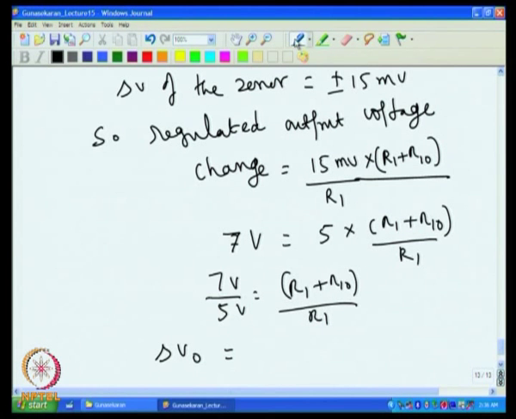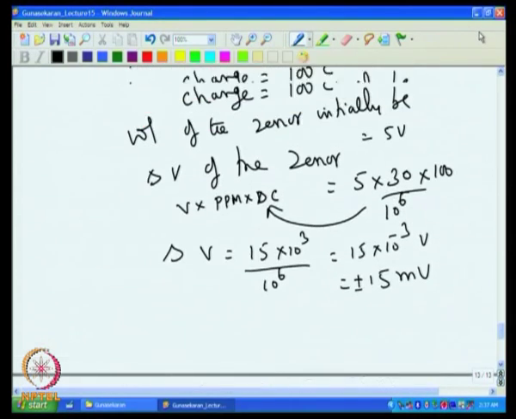So, that actually comes out to be 15 millivolt into 7 by 5, that is 21 millivolt. So, because of the drift in the Zener, the regulated output voltage will change by 21 millivolt. So, this is the error due to the Zener drift. If the regulated output V naught changes by 21 millivolt, then what is the expected change in the output current, that we have to calculate.